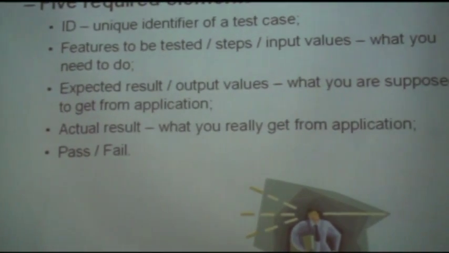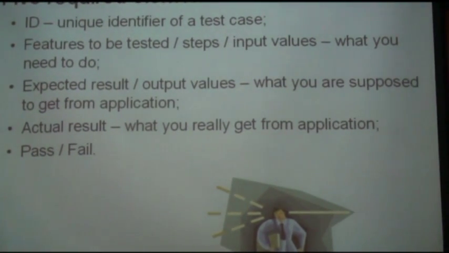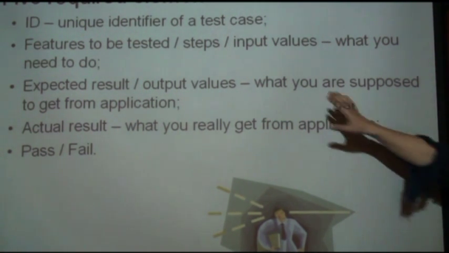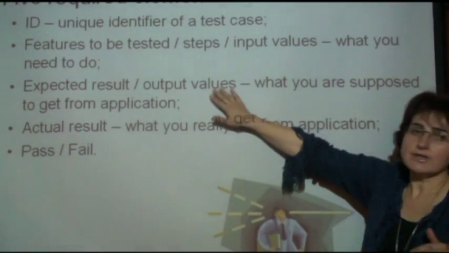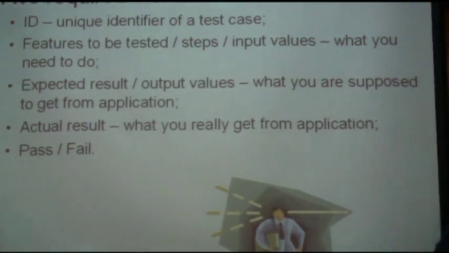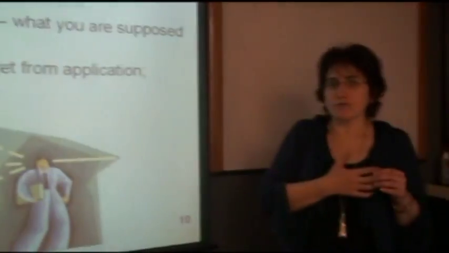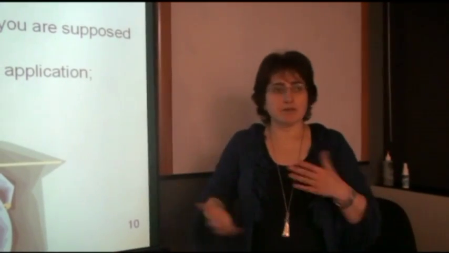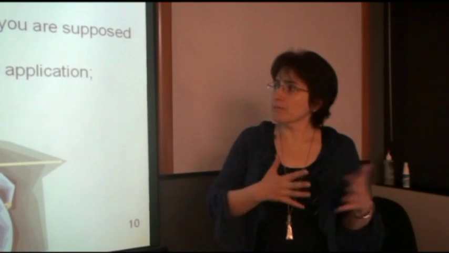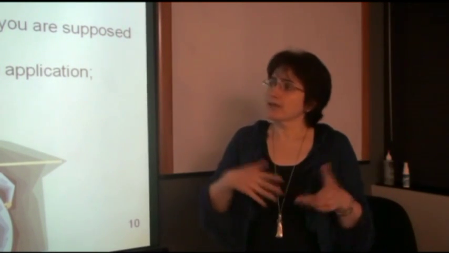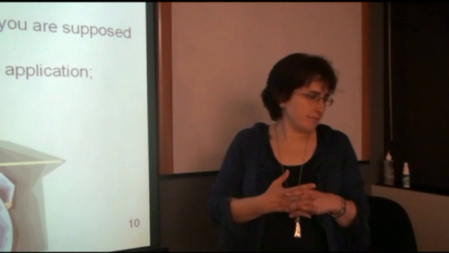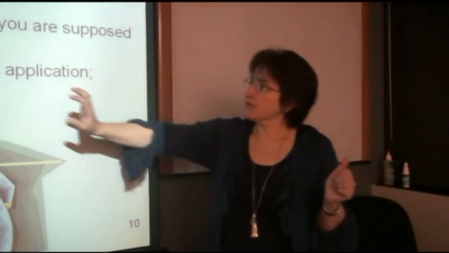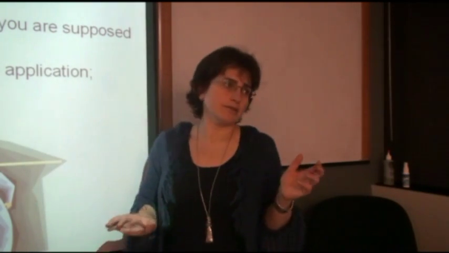The next required element is the expected result, or output values. Once you're done with all the steps written here, what is your expected result? What do you expect to see or get from the system? Again, the steps are very different. They may depend on the system, on the product, on the company, and range of products, and expected results are also very different. The next required element of the test case is the actual result.